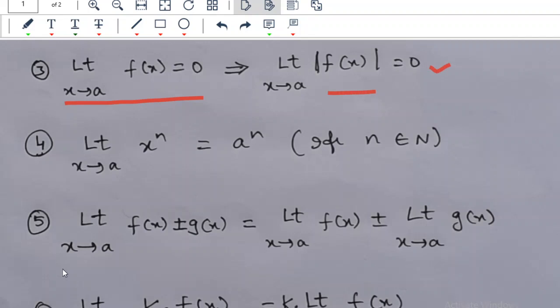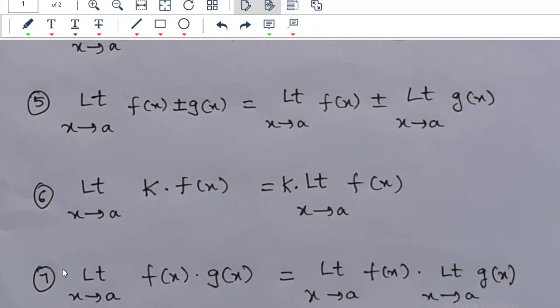Fourth point, limit x tends to a x power n is equal to a power n only when n belongs to N. So if n belongs to N, then limit x tends to a x power n is equal to a power n. Fifth point, limit x tends to a f of x plus or minus g of x is equal to limit x tends to a f of x plus or minus limit x tends to a g of x. So the addition here is written as two independent additions. Sixth point, limit x tends to a k into f of x, k is a constant, is equal to k into limit x tends to a f of x.